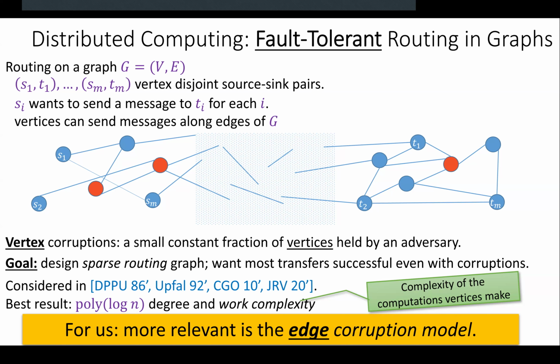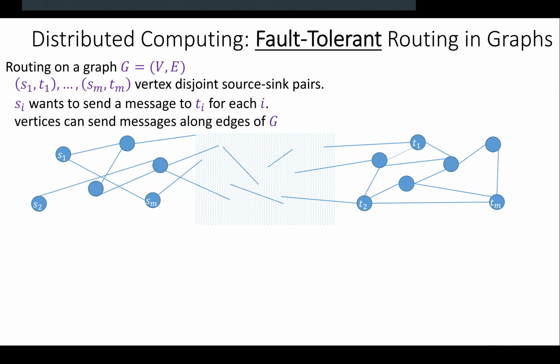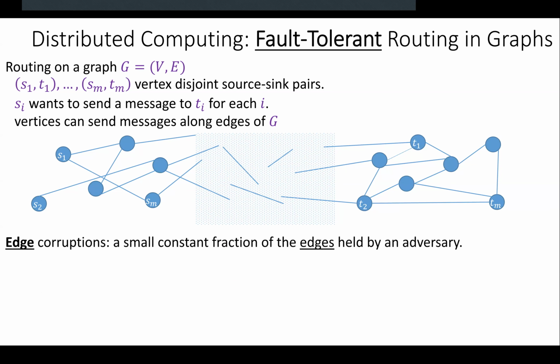So this is vertex corruption. Tell me that for us, the most relevant thing is edge corruption, which is similar, but more general. Edge corruption is a more general model of corruption. After you set up the routing protocol, the adversary is allowed to choose edges and corrupt them. And you can see this is more general because if I take a vertex and corrupt all of its edges, then I essentially corrupt the vertex. But this is more general.